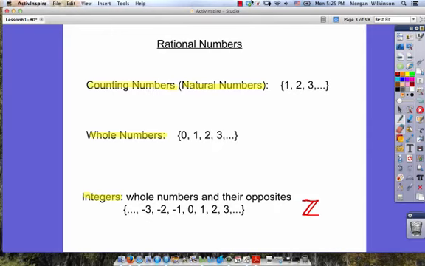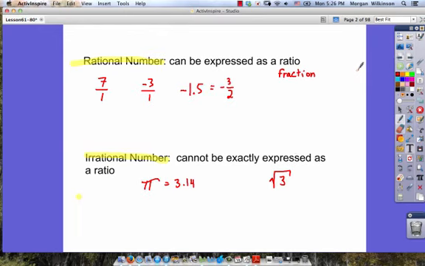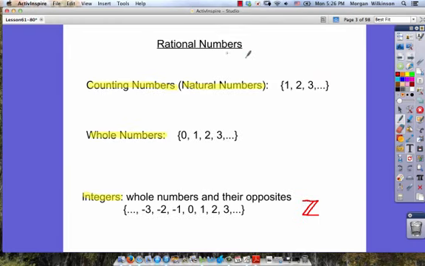Now if we move backwards quickly to our last slide, rational numbers and irrational numbers are both types of real numbers. When we look at the subsets of real numbers, it includes rational numbers and irrational numbers. And then the rational numbers include counting numbers, whole numbers, and integers. We'll review this more in our next class, because it's a really important concept.